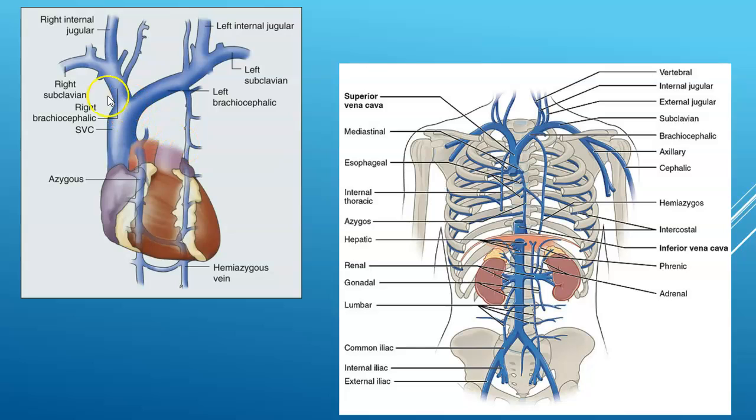So we see it here following along the same lines as the aortic arch and subclavian arteries, and so forth. So it's bringing blood back from the head, neck, shoulders, and some of the organs superior to the diaphragm, and brings things into the right atrium from above.